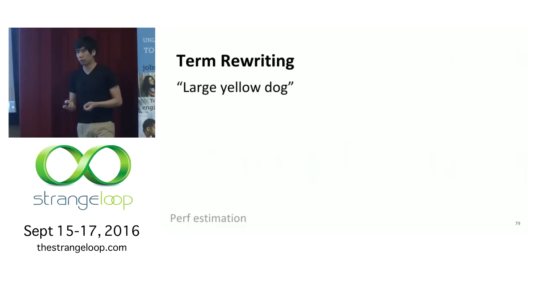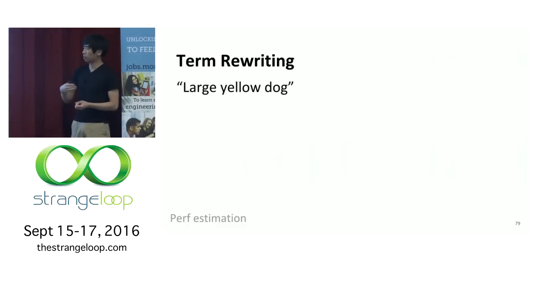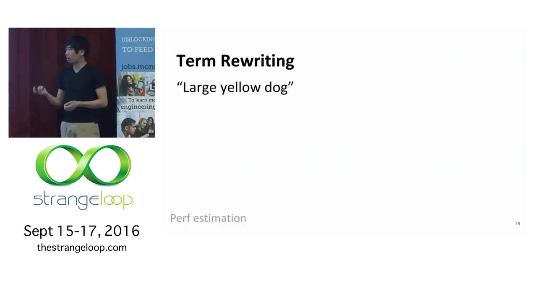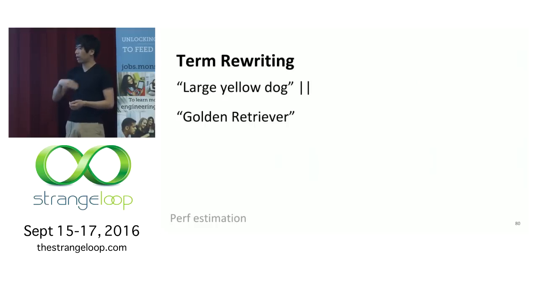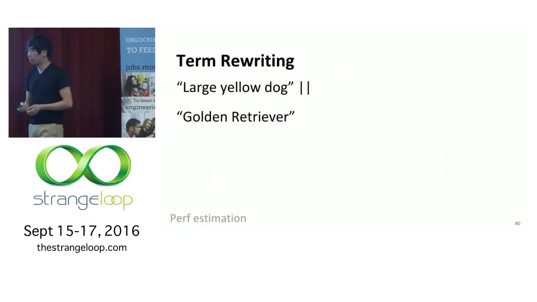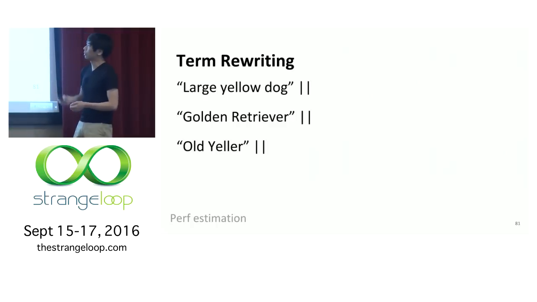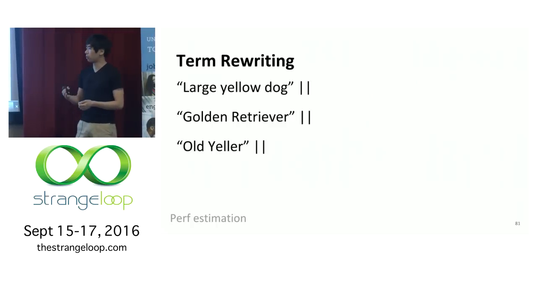Let's say someone queries for the term large yellow dog, not as a phrase, but the words large and yellow and dog. But maybe they want to know the names of large yellow dogs, right? So we'll also rewrite the terms to actual large yellow dogs like golden retriever. Or maybe they're thinking of Old Yeller, but they didn't remember that, right? So we'll also rewrite this query to other terms they might be thinking of. So as a result, even for simple queries that are 4 or 5 words, we'll rewrite this into relatively complicated queries.